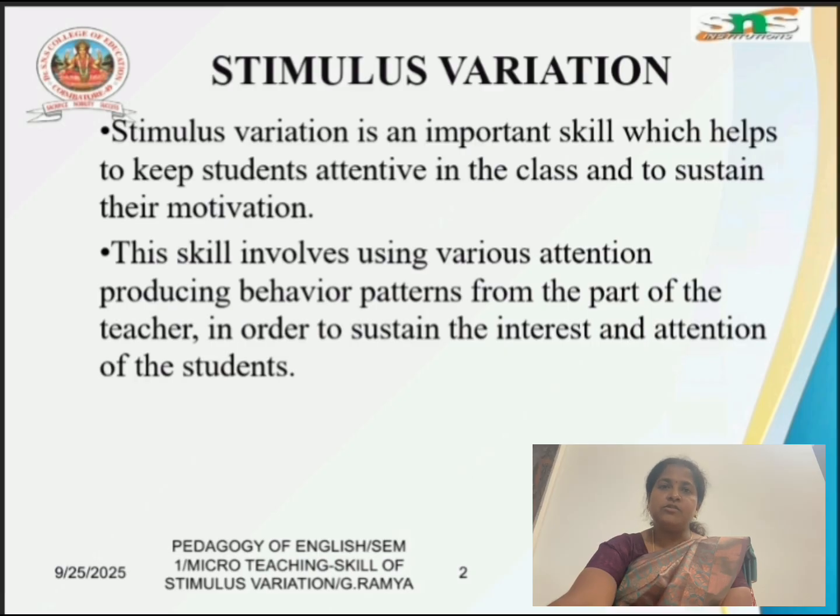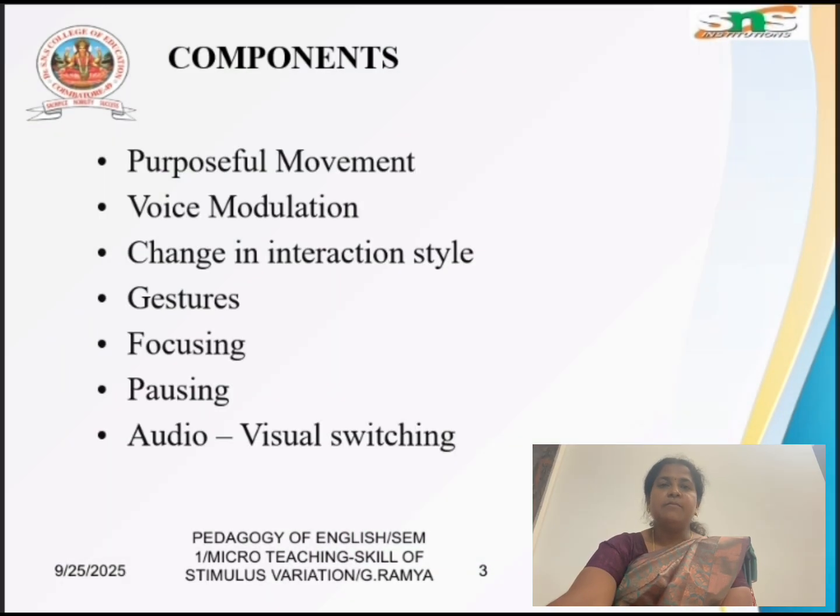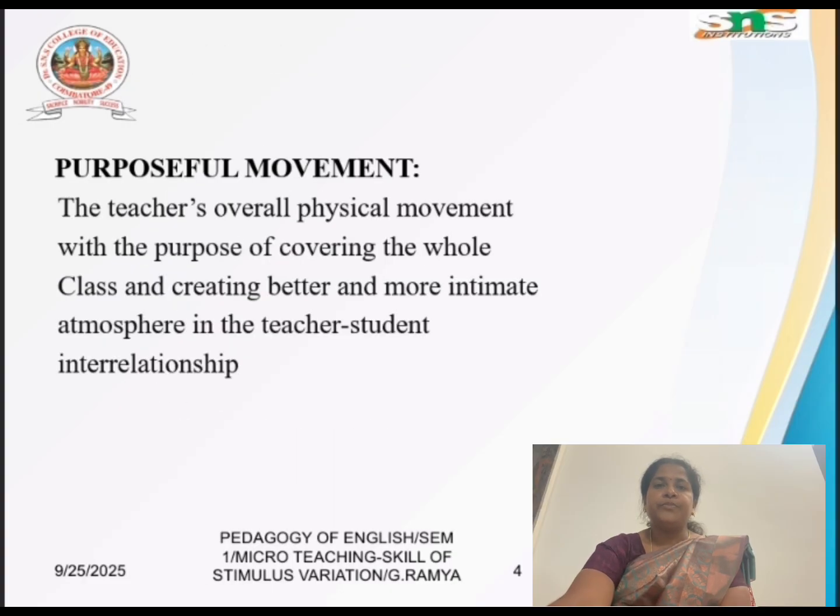This skill includes 7 components. Come, let us see one by one. The skill of stimulus variation relies on 7 components, that is purposeful movement, voice modulation, change in interaction style, gestures, focusing, pausing, and audio-visual switching. Each component helps create a dynamic classroom environment. Let us see one by one.